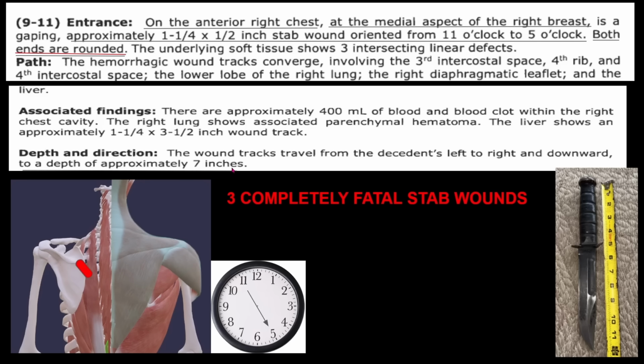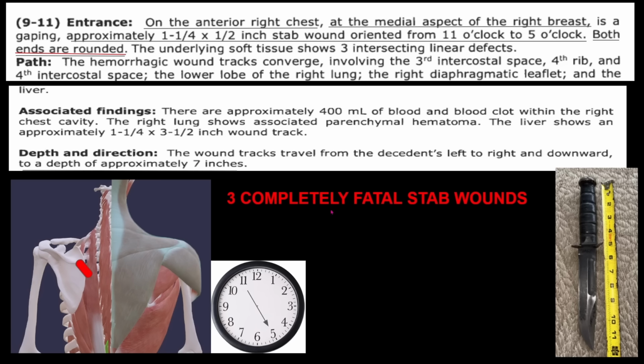Now this one is a 7-inch wound, and it's 1.25 inch by 1.5 inch. It's at 11 o'clock, 5 o'clock. It's actually 3 different stabs, 9 to 11 on the interior chest. And that's why we're going to see the ends are rounded. 3 stabs, probably some twisting. And 7 inches deep. These are definitely fatal. Right lung is hit, the liver is hit, and 400 milliliters of blood is gathered in the cavity right there.